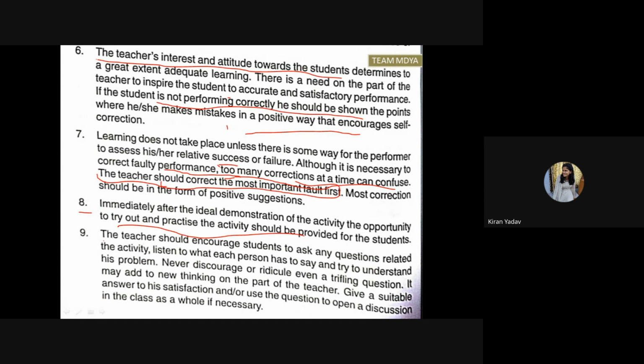And next point, the teacher should encourage students to ask any question. If someone asks any question, a teacher should not discourage them by saying that you have asked such a stupid question. Teacher should never discourage students. He should encourage students to ask questions. This is given in this point.